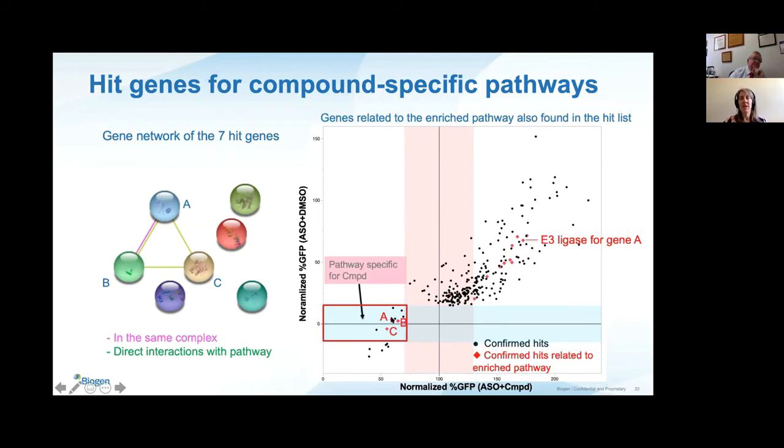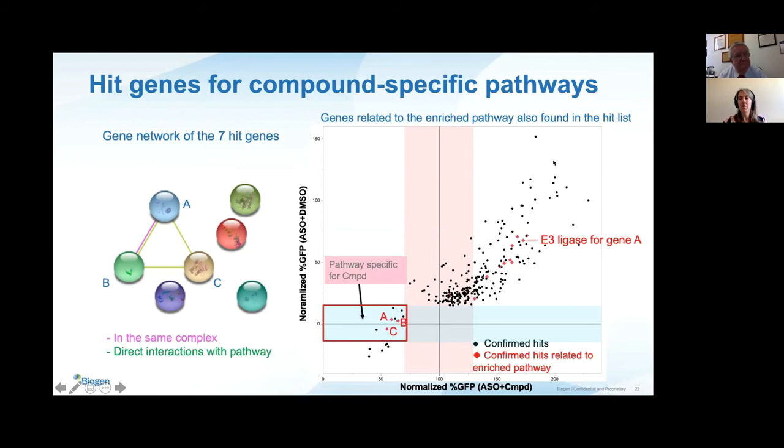Because what we're saying is that if you knock down gene A, you have less response to compound, but that normally an E3 ligase is effectively blocking and knocking down gene A. So if you knock down the E3 ligase, you should actually see presumably more gene A, which would give you an increase in ASO signal, which is exactly what we see. So we're actually pretty excited in this pathway.